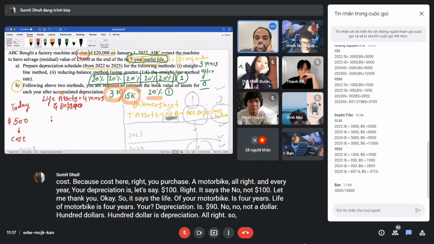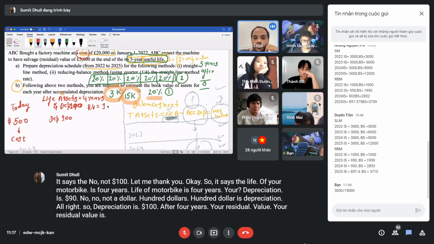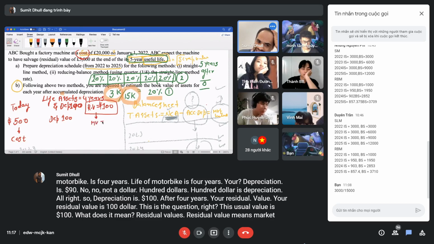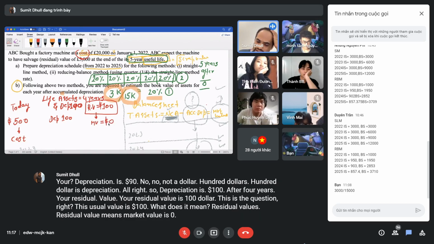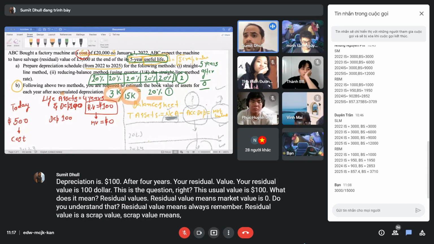So depreciation is $100. After 4 years, your residual value is $100. This is the question, right? What does residual value mean? Residual value means market value is 0. Do you understand that? Always remember, residual value is a scrap value. Scrap value means market value is 0.